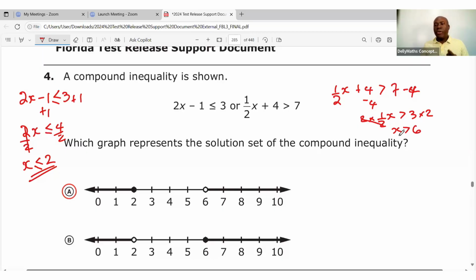Remember though, whenever you're doing this on the number line, because we have x is greater than 6, I'm going to have an open circle. I'm not going to shade it at 6, so it could not be this. Also, because x must be less than or equal to 2, I'm going to have a closed circle at 2. So there's a difference. I need an unshaded circle at 6, but a shaded circle at 2. So we're looking for that.